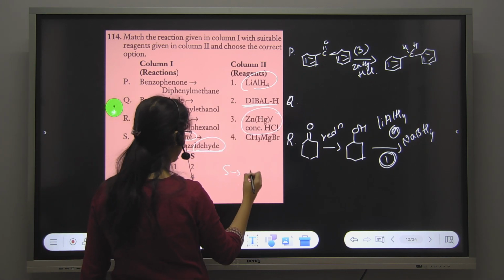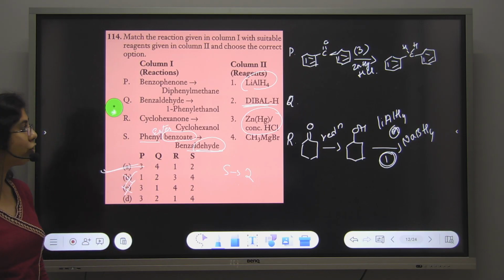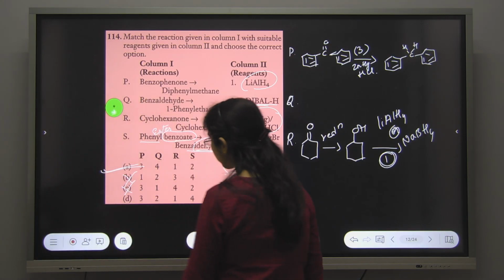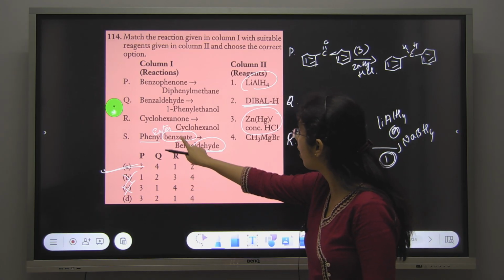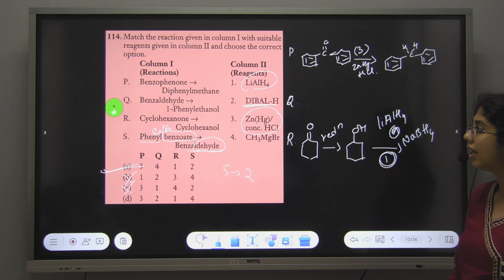S should be matched with 2. Where do we have that? We have that in option A. So that is such an easy question. Option A is correct. So ester to aldehyde should be DIBAL. Good. Most of you said option A. This is how you do it.